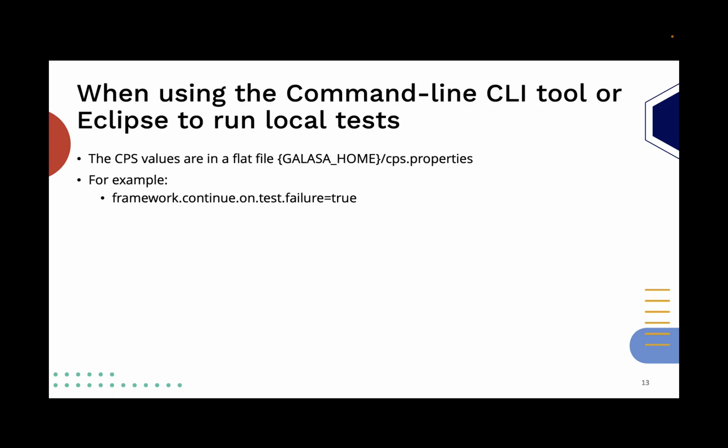We can use the command line CLI tool or Eclipse to run tests locally. And when they do, the CPS properties are drawn from a file. It's called cps.properties, and it's available in the Galasa home, which will usually be in your home folder in a folder called .galasa, unless you've set the Galasa home environment variable. If you're putting a property into that file, you put it in with the namespace and then the rest of the property name. So this would set something to control the framework.